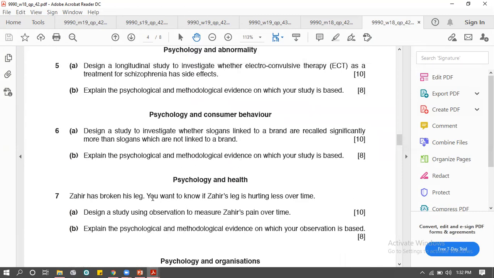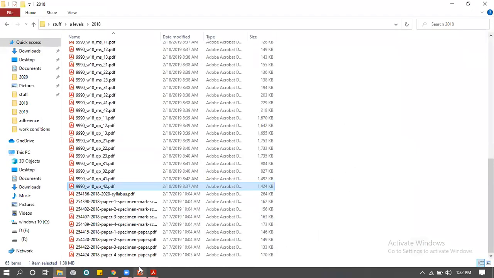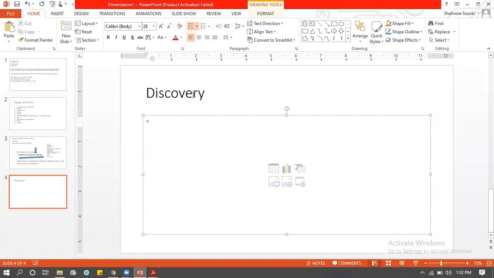This is a comparison question. Please don't get carried away. Say his leg is broken, and you want to know if the leg hurts less with time. How would you know that? Obviously, you're going to compare his pain before and after. So this is a comparison question. Wherever any comparison is involved, that's a comparison question.